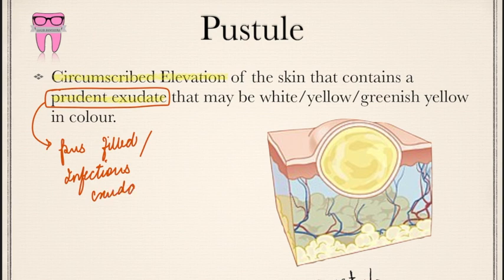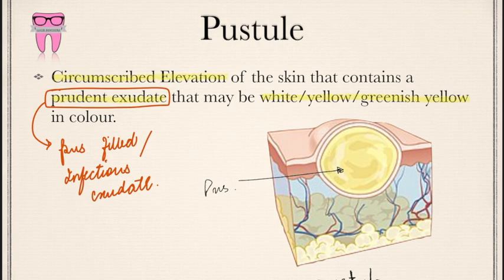And what is an exudate? I'll be dealing with it in detail in my coming up slides. So it contains purulent exudate that may be white, yellow, or greenish yellow in color. Here you can see a clear picture of a pustule. It's pus filled. It could be either in the epidermis or in the dermis.